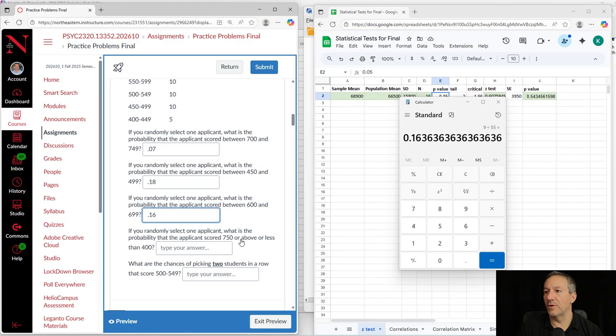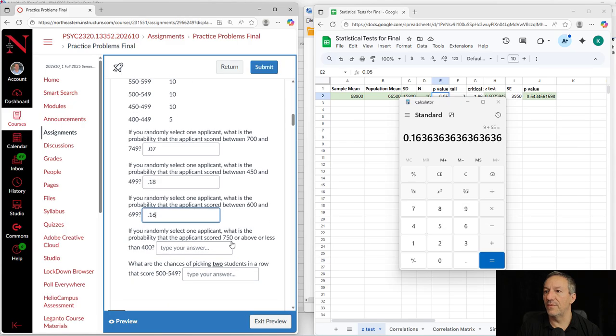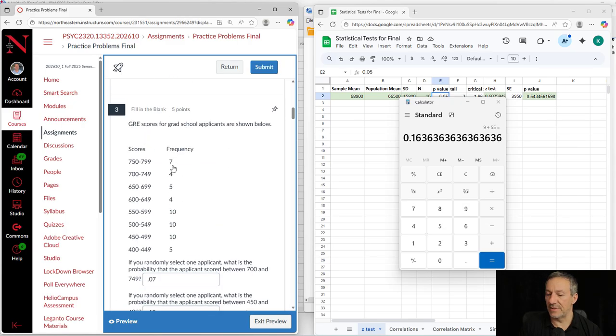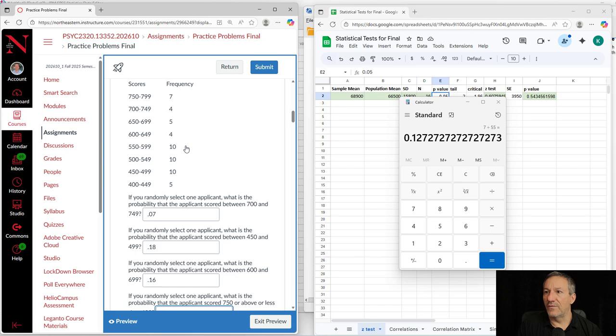Randomly select one applicant. They scored 700 or above, or less than 400. We don't have less than 400, so it's kind of a tricky question. What was it above 700? 750 and above, so 7 divided by 55, 0.13.